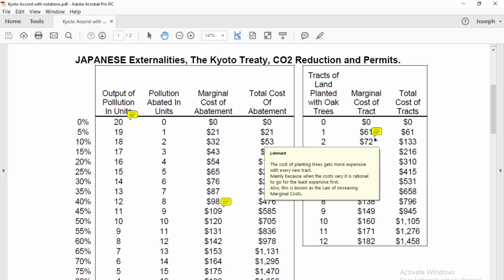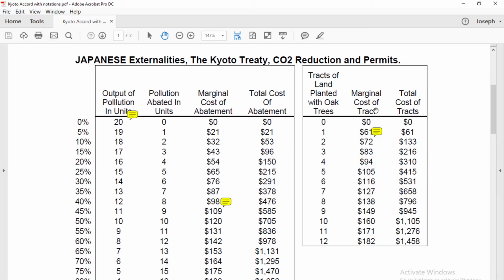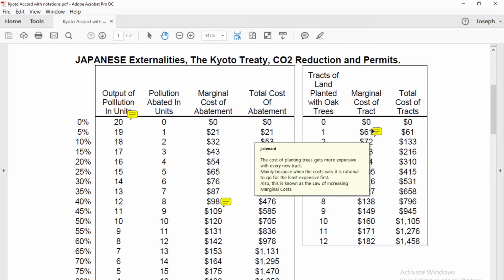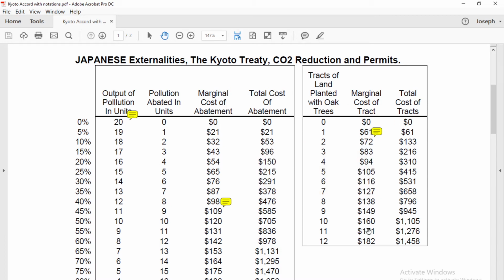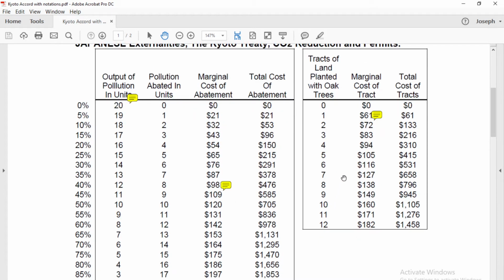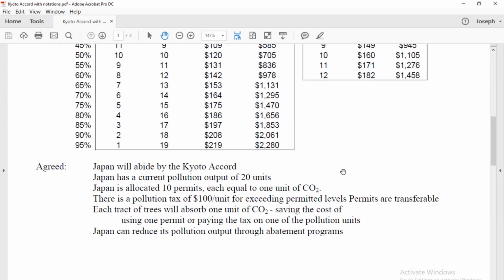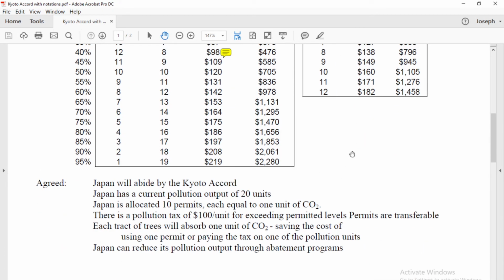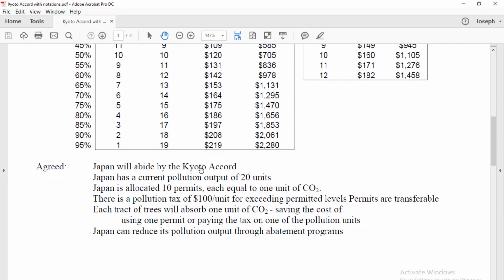The cost of planting trees gets more expensive with every new tract because if we knew that we had tracts of trees to plant, and some of them were more expensive than others, we would do the easiest, lowest cost trees first before we got to the expensive trees last. So that's why we have the law of increasing marginal cost.